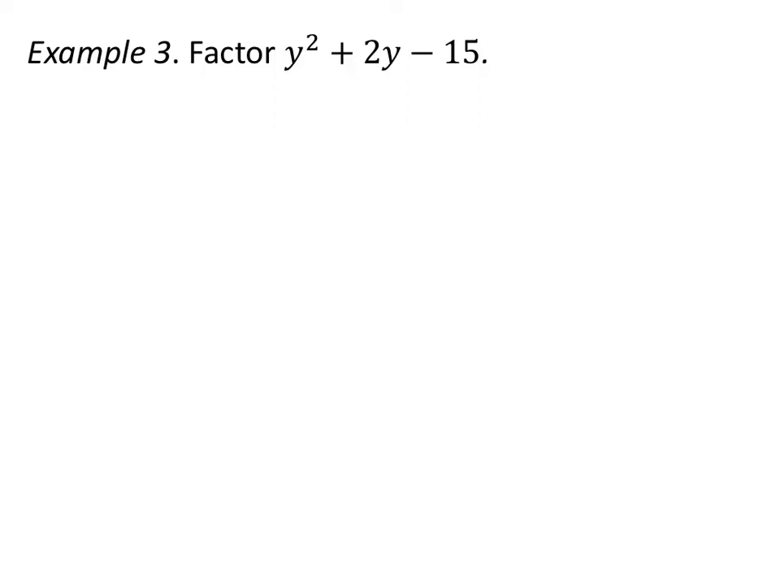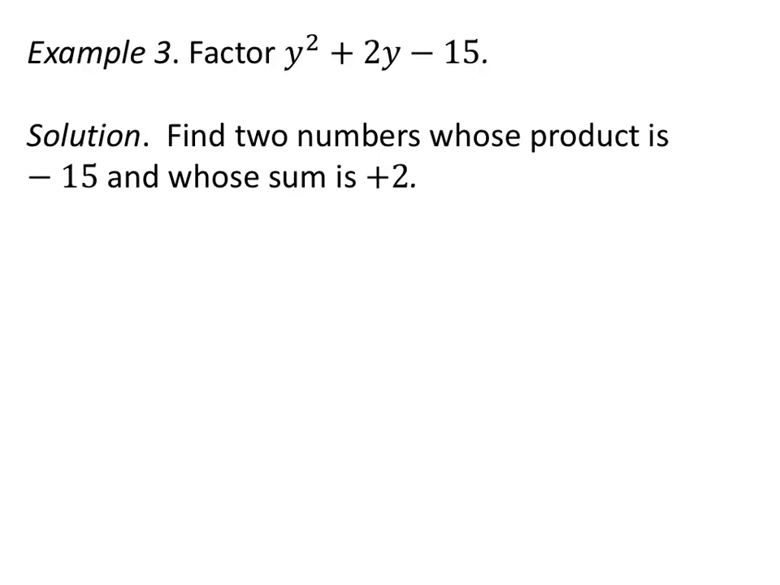But in this case, I need two numbers whose product is negative, but whose sum is positive, right? The negative 15 comes from a product, the 2 comes from the sum of those two numbers. So find two numbers whose product is negative 15 and whose sum is positive 2. Okay, so candidates. Now remember that on the previous slide, I want the positive number that I choose to be larger than the negative number. So I could choose, for example, negative 1 and 15. Now if I add those two together, I get positive 14.